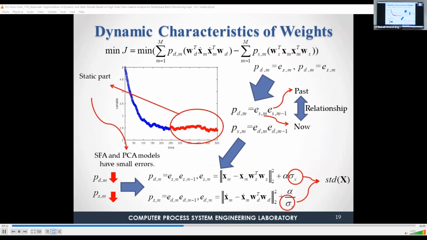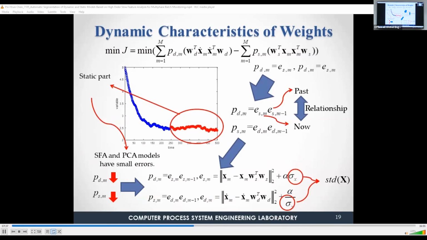This is, in the static part, the reconstruction error of SFA and the PCA will be very small because the static reconstruction error is intuitively small, and the difference near the static is also small. So it is necessary to add a correlation image.